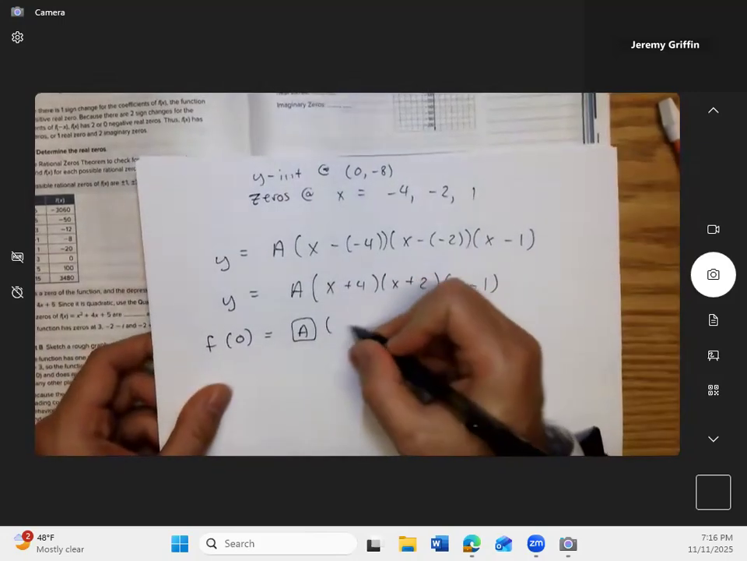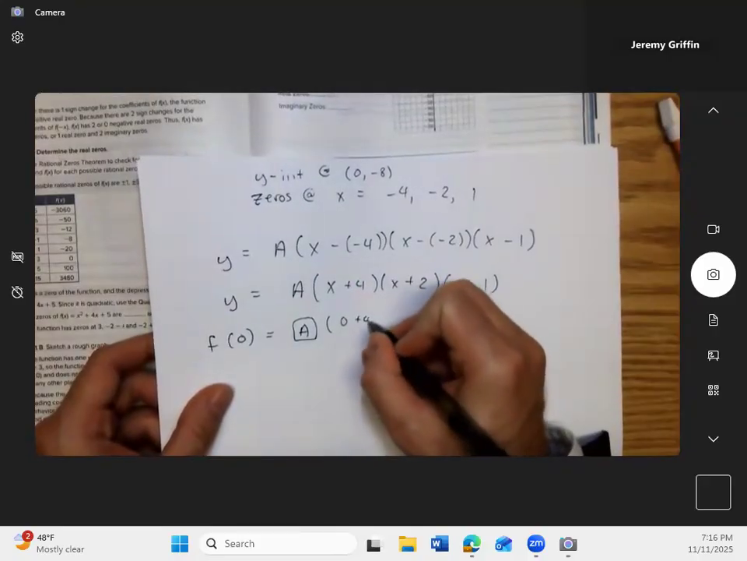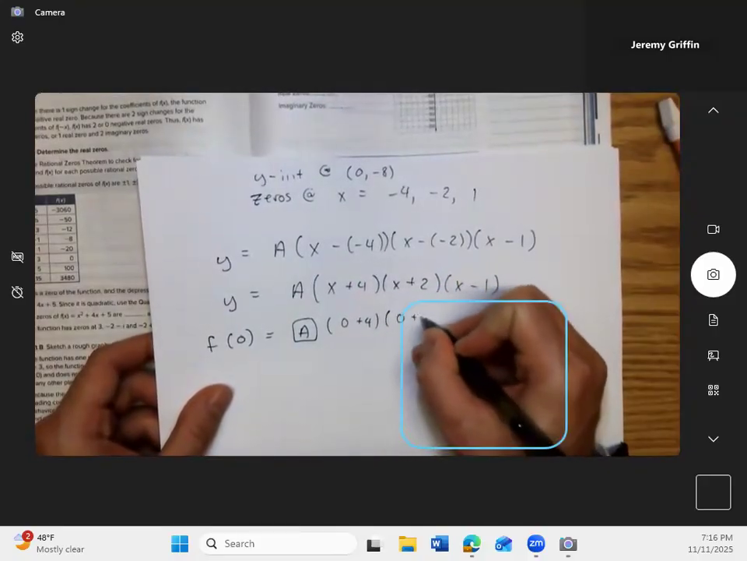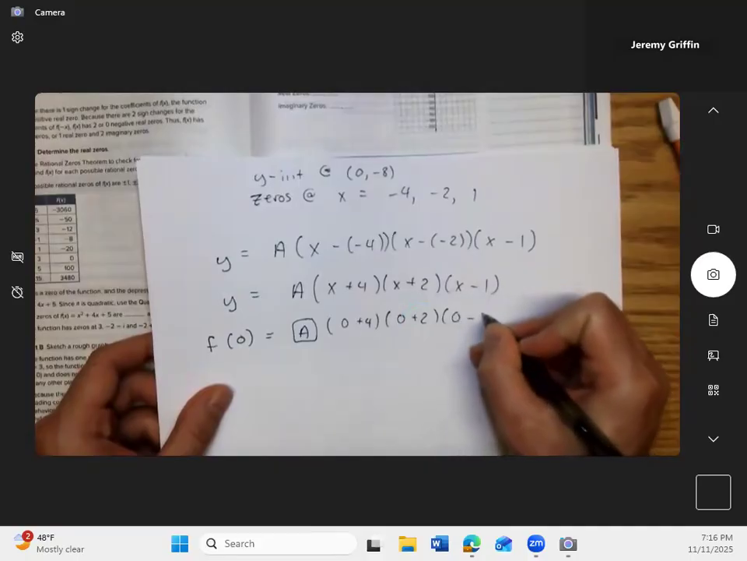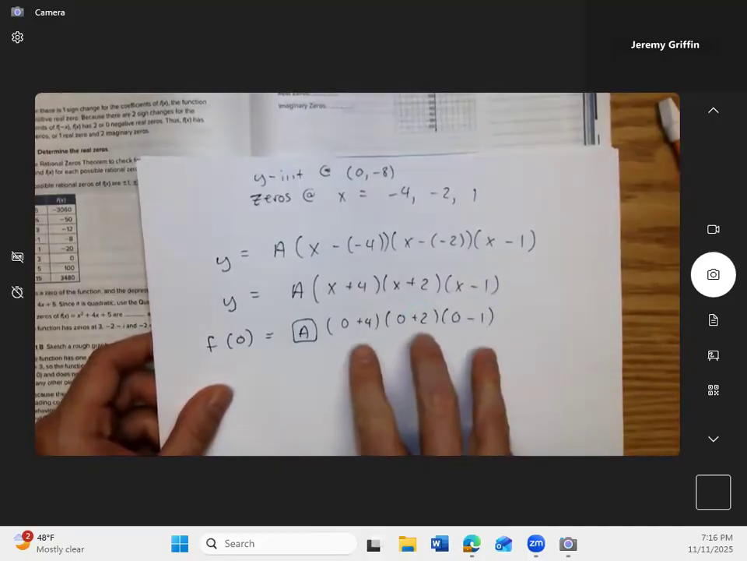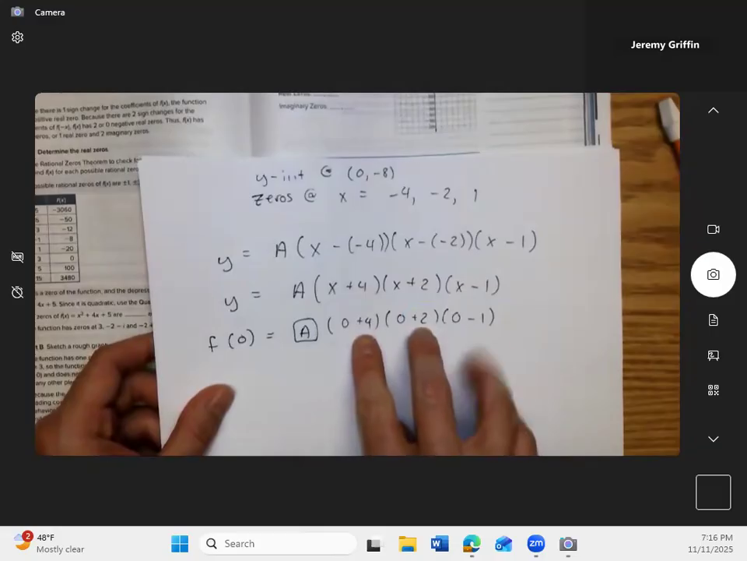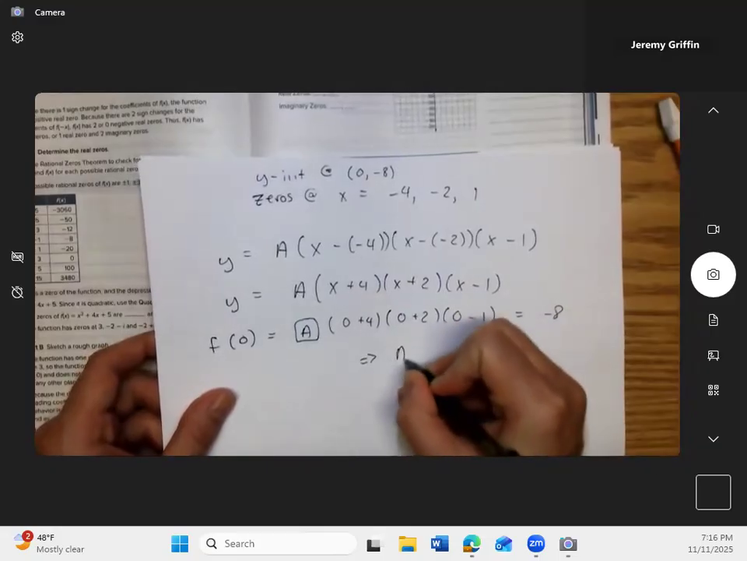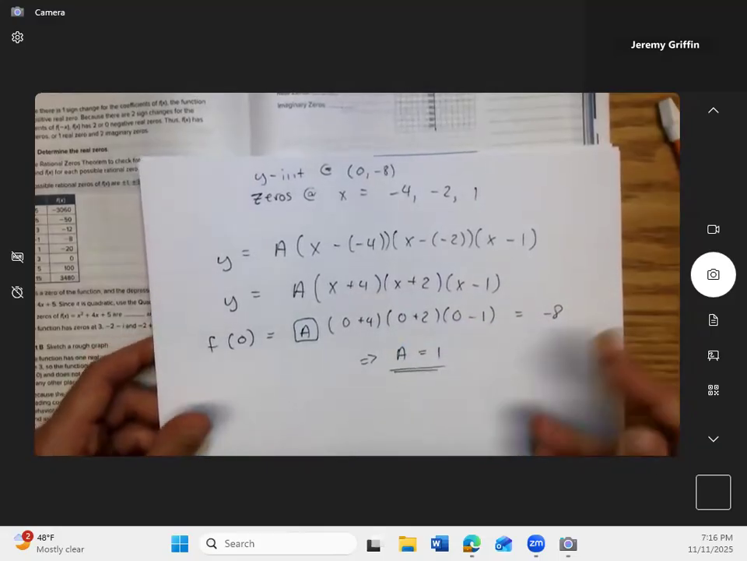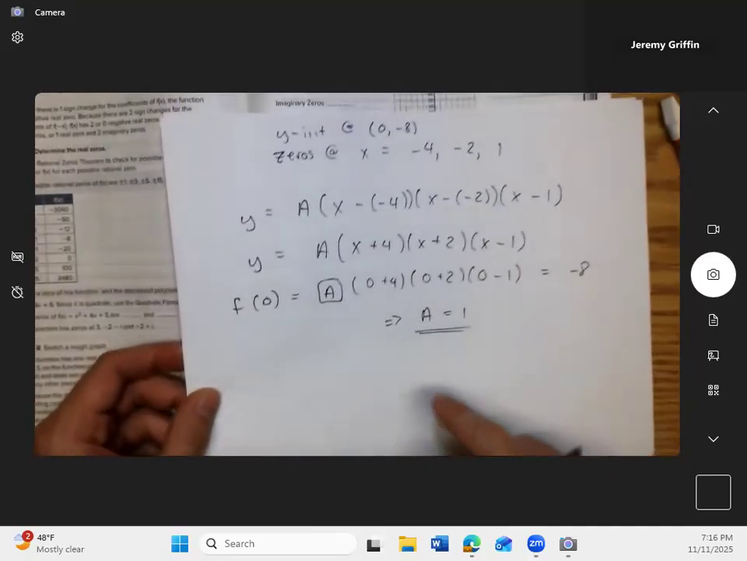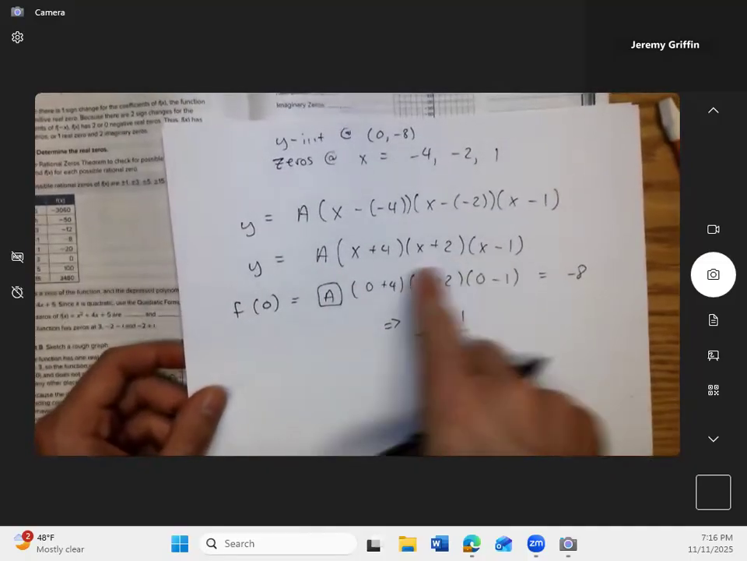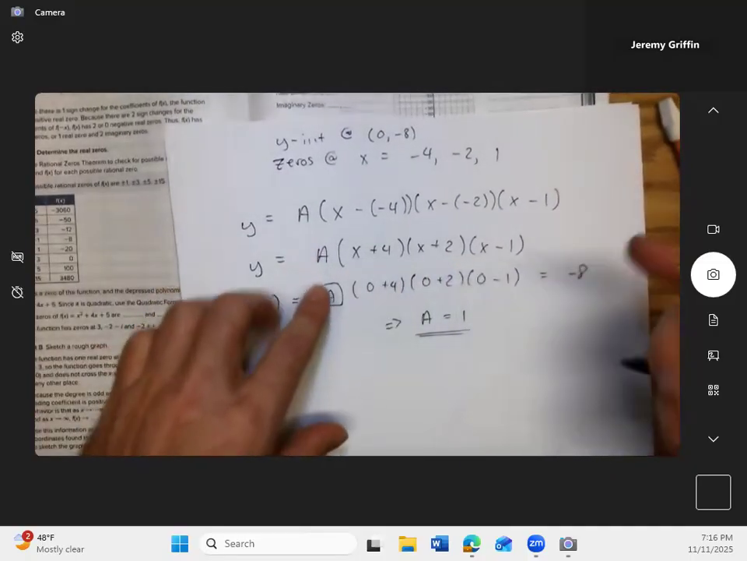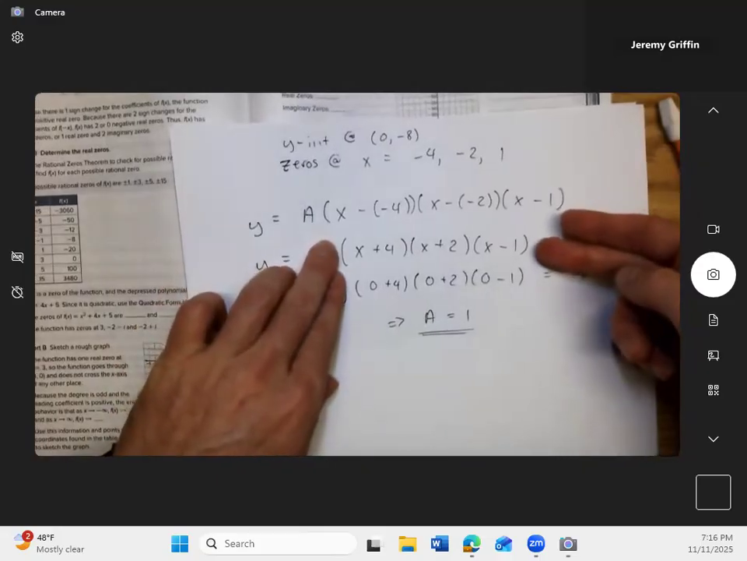So 0 plus 4, 0 plus 2, 0 minus 1. Oh, actually, you know what? That worked out. Because look at this: 4 times 2 is 8, times -1 is -8. So what that means is that a is equal to 1. As an example, your book gave something to you guys that's real straightforward. The answer is just this right here. A is just 1. So the answer is just x plus 4, x plus 2, x minus 1.